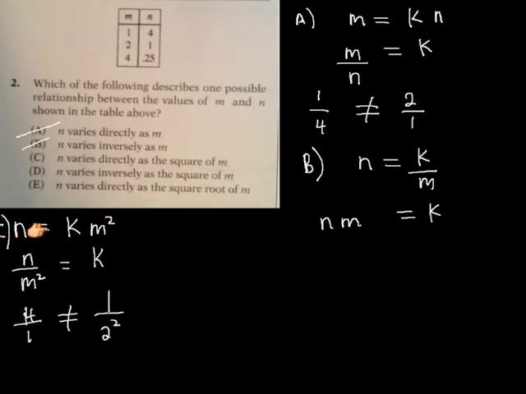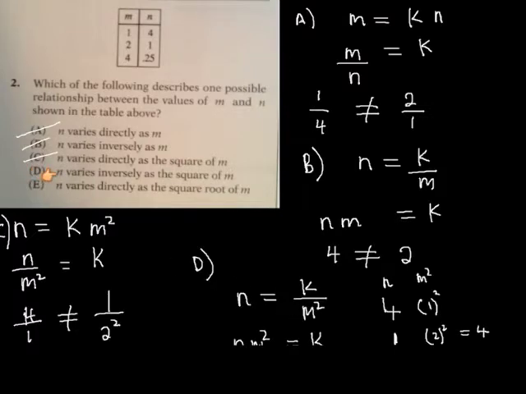Third one. N varies directly as the square of m. N is equal to km squared. Solving for k, you get n over m squared. Plug in a couple of points to see if the answer is the same. So n, let's say 4 over 1 squared is not equal to 1 over 2 squared. So we will reject C.